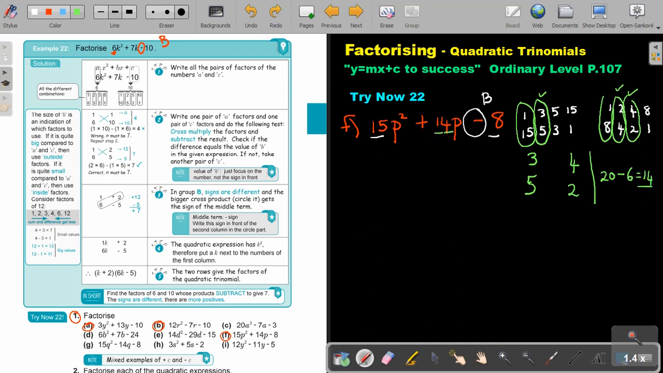And then I'm just going to say the biggest cross product is going to get this sign. And what is that sign? Positive. If this is positive, the signs must be different, negative. And if this is a P, then this one will also be P. And then my two brackets will be 3P plus 4 and 5P minus 2. And that's the final answer.